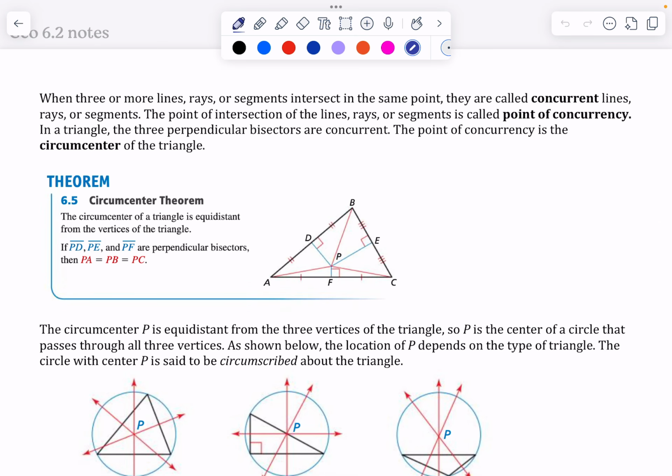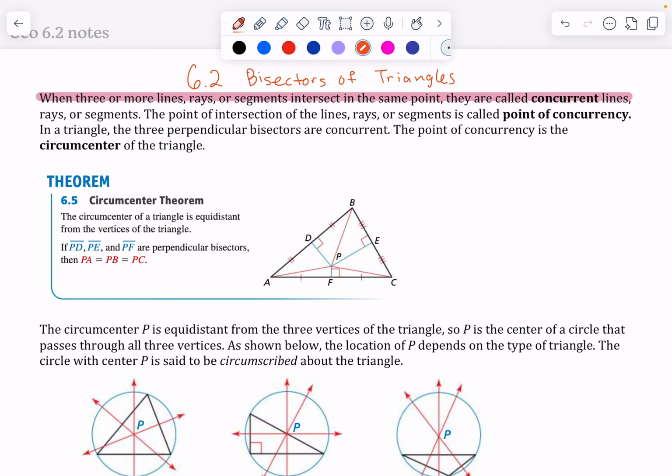Okay, welcome to lesson 2 of chapter 6, 6.2, which is titled Bisectors of Triangles. When three or more lines, rays, or segments intersect in the same point, they are called concurrent lines. That's important to know. So when they intersect at the same point, they are called concurrent lines.